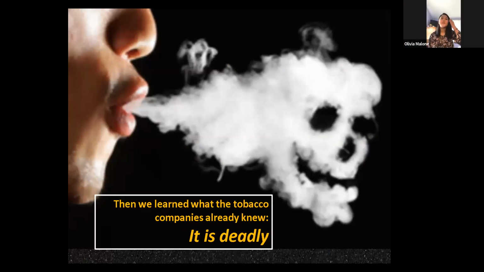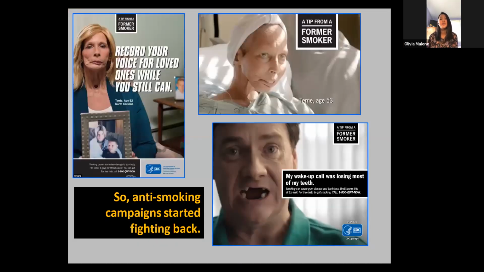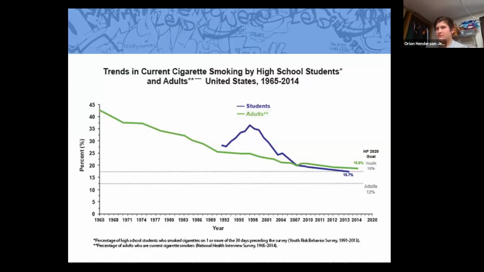And then we all finally learned what the tobacco industry already knew, that tobacco is addictive and deadly. And in 1964, the US Surgeon General announced that smoking causes lung cancer. And ever since then, tobacco use by both teens and adults has gone down. So when we look at this chart, we see that there's a steady decline of adult smoking since the 1960s. And youth smoking has been dropping steadily too since about the mid-1990s.